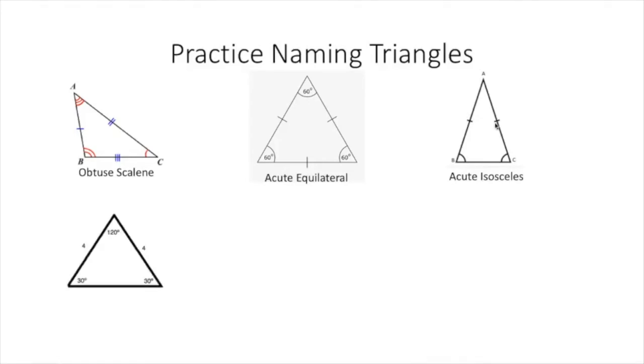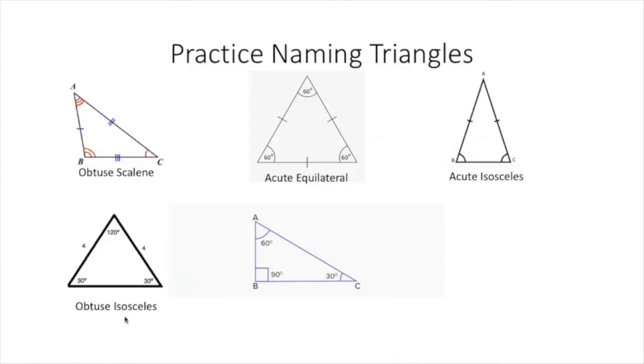Think about this one. Pay attention to the numbers that are on it and see if you can name this triangle. Go ahead and pause the video. That's right. It's an obtuse triangle because you have an angle here greater than 90. It's an isosceles triangle because these 2 sides have the same length of 4. And if you want to name it together, you would say the obtuse isosceles triangle is what it is.